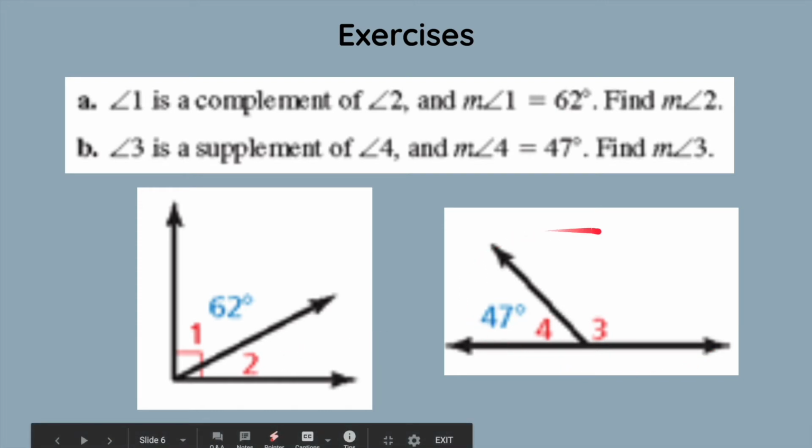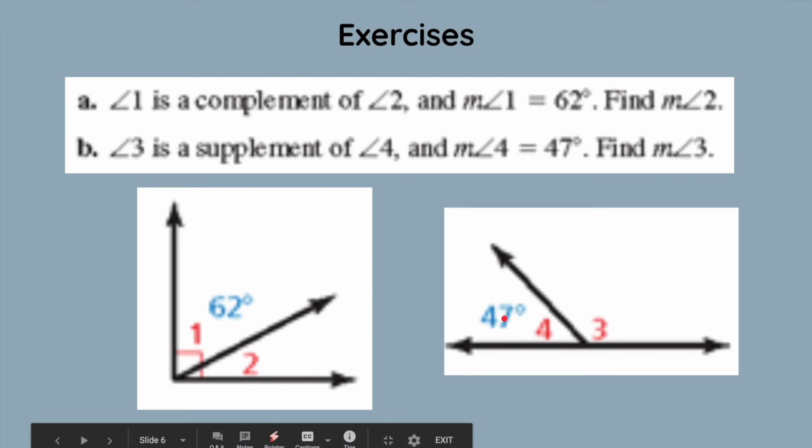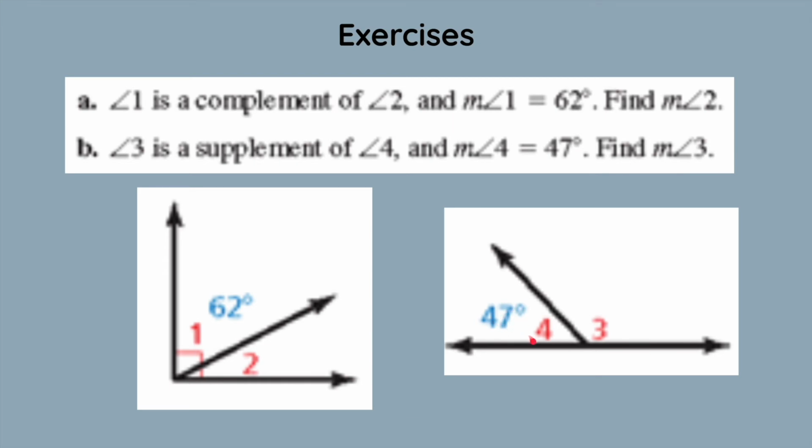For this problem, we have to use our definition for supplementary angles. We know that this entire angle is 180 degrees. This portion is 47. So we subtract 47 from 180, and that makes the measure of angle 3 equal 133 degrees.